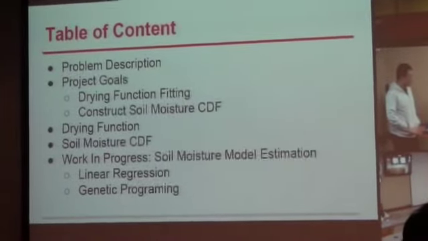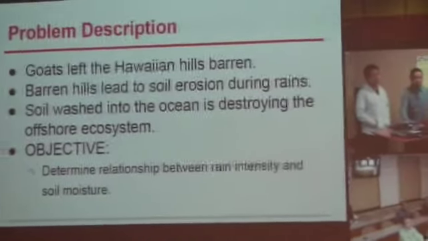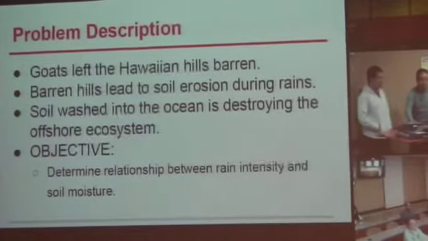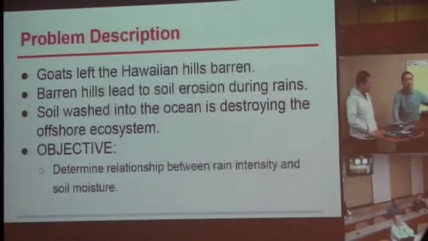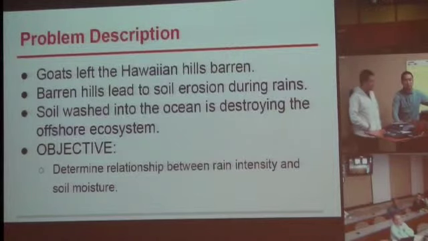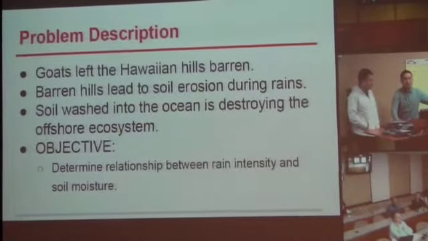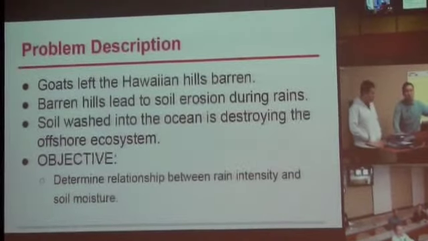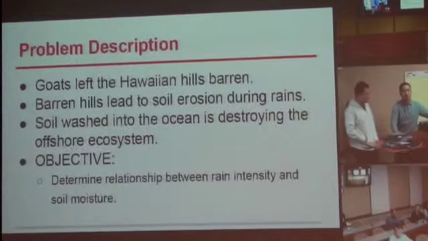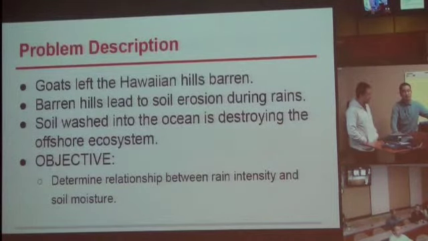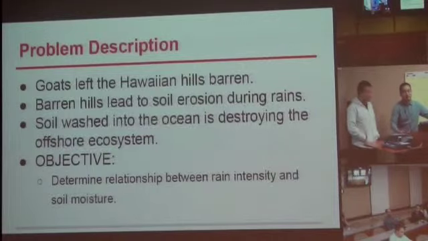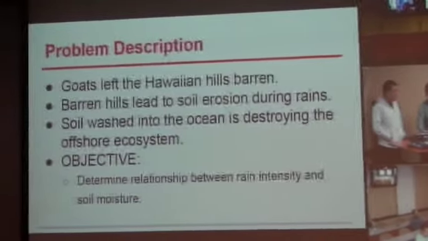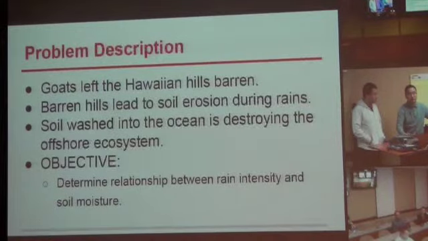But either way, the issue we're trying to tackle here is that the outlying hills are barren after the goats have eaten all the grass. Because there's no vegetation to hold the soil, every time it rains, all the dirt just washes off into the ocean, and it's killing off the offshore ecosystem. Our sponsor wanted us to study the relationship between rain intensity and soil moisture. We know it rains and causes washouts, but up to a certain point the rain can still be absorbed by the soil. We want to know at which point it becomes too much and the soil can't handle it anymore.